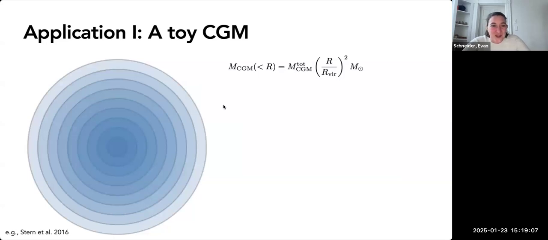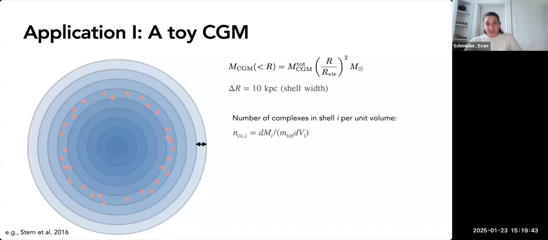All right, I'll just very quickly show the application. This is all in the paper that we put out, so you can look at this in more detail if you want. But as a first application, we basically said, what if we filled a toy CGM with these cloud complexes and then observed it? Can we say anything based on current observational data about what the cloud scale structure in the CGM looks like? So in this toy model, we have some mass distribution for the CGM as a function of radius. We assume some total mass. We assume, basically, that the CGM is composed of these radial shells, each of which has a certain number of complexes in it based on the volume in the shell and the total mass in the CGM.